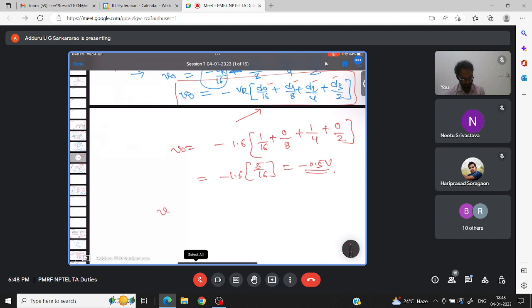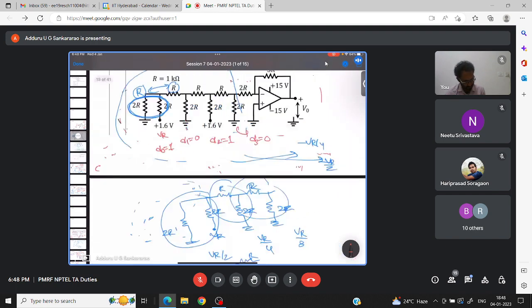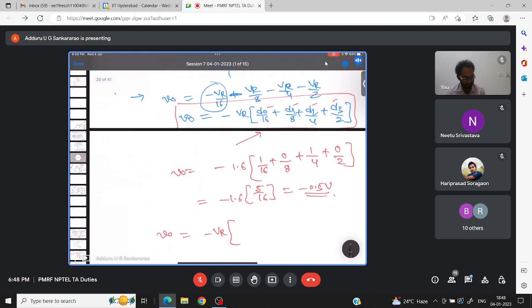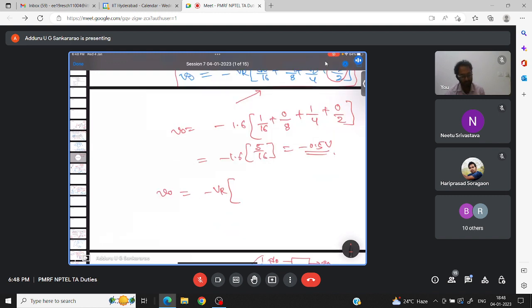If there are 3 bits, I will directly write minus VR into... always you see here the MSB is divided by 2. After that they will be divided by 4, by 8, by 16, like that it will become. So 3 bits are there, D2, D1 and D0. So I'm writing here, MSB will be divided by 2. The next one will become divided by 4. The next one will be divided by 8. This is for 3 bits.